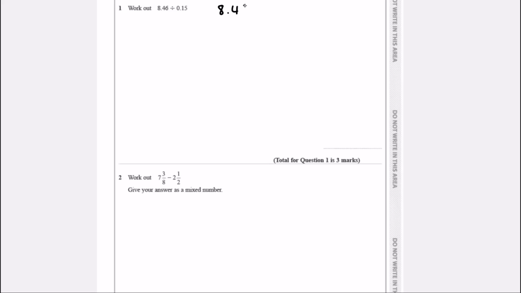So if I write this as a fraction, 8.46 over 0.15, we can change this and get rid of the decimals. Whatever you do to the top, as long as you do the same to the bottom, the fraction stays the same. The same thing works with division. So if I times the top by 100 and the bottom by 100, I can change it into 846 divided by 15. So the same amount of 15s going into 846 as the number of 0.15s going into 8.46. So we can use the whole numbers.